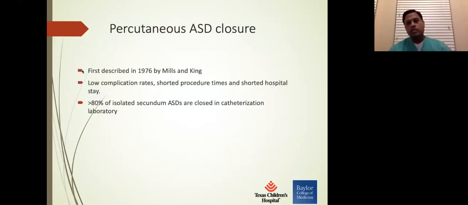So percutaneous ASD closure was first described in 1976 by Dr. Mills and King, and initially it had a very low complication rate. The procedure time was very short, hospital stay was very short, and this has led to significant advancements since then in the device design and the procedure technique. And this device itself has also led to significant innovations in other devices and stents for pediatric use, which has helped in things like PDA closures and VSD closures.